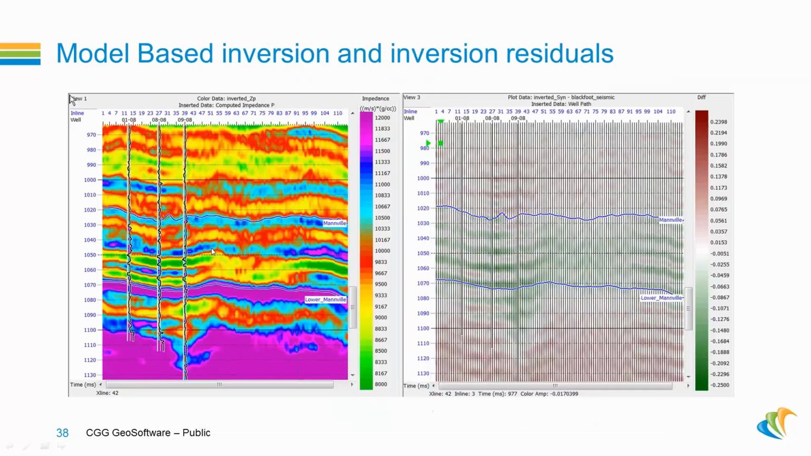An example is shown here. On the left-hand side, we have acoustic impedance coming from model-based inversion. On the right-hand side, we have the residuals of that inversion.